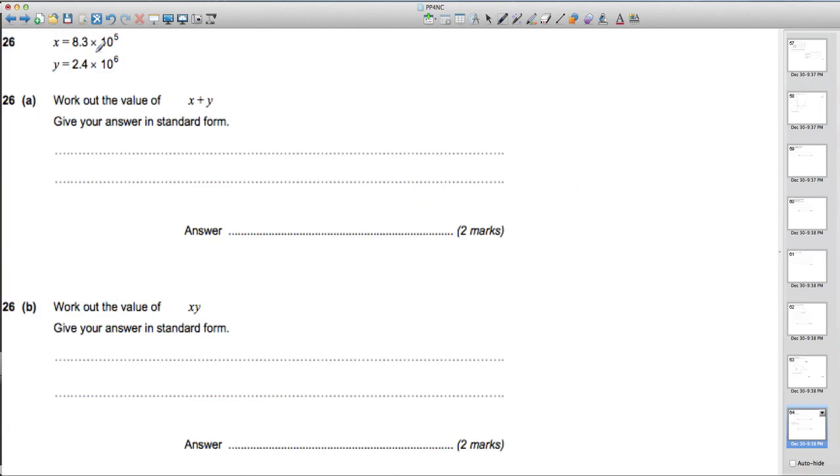Okay, next question. X is 8.3 times 10 to the 5, y is 2.4 times 10 to the 6. Work out the value of x plus y, give your answer in standard form. On your calculator, just type 8.3 times 10 to the 5 plus 2.4 times 10 to the 6, or using the x button, some calculators have that.